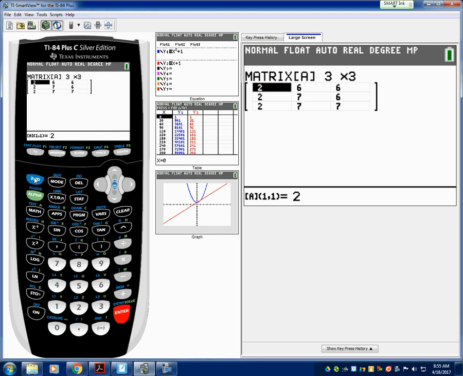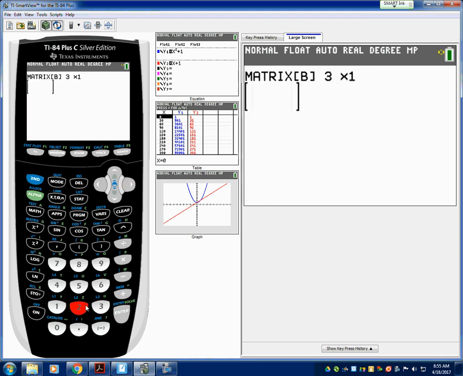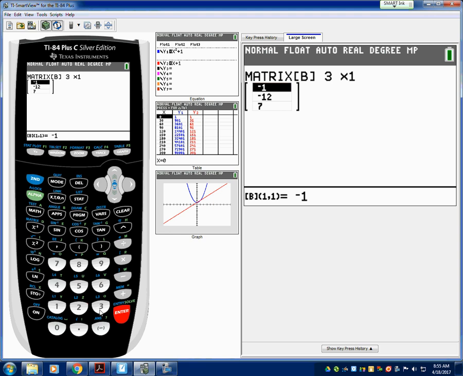I need to go back to the matrix menu and edit matrix B as well. So go over to edit, hit number 2, matrix B. You'll have to make it a 3 by 1 if it's not already. And then we're going to enter in 8, -7, and 1. So 8, -7, and 1, just double checking it.